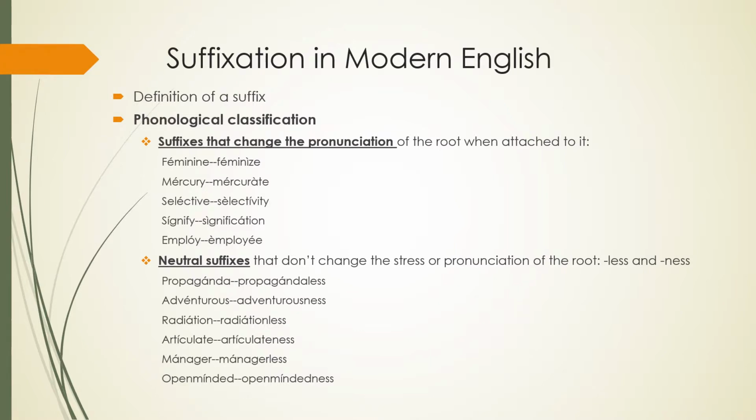Suffixes can be classified phonologically into two groups: suffixes that change the pronunciation of the root when attached to it, feminine, feminize; mercury, mercurate; selective, selectivity; signify, signification; employ, employee; and neutral suffixes that don't change the pronunciation of the root. Suffixes less and ness are neutral suffixes. Propaganda, propagandless; adventurous, adventurousness; radiation, radiationless; articulate, articulateness; manager, managerless; open-minded, open-mindedness.